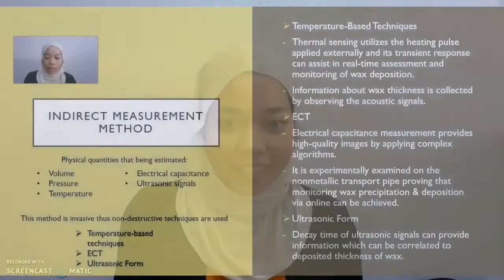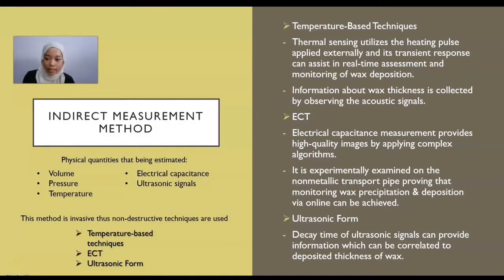Assalamualaikum and hello everyone. My name is Nur Atika binti Ismail. Today, I'm going to present my part, which is the several methods available for predicting wax or paraffin precipitation and deposition. Let's begin. The first one is the indirect measurement method. Physical quantities estimated in this method are volume, pressure, electrical capacitance, temperature, and ultrasonic signals.